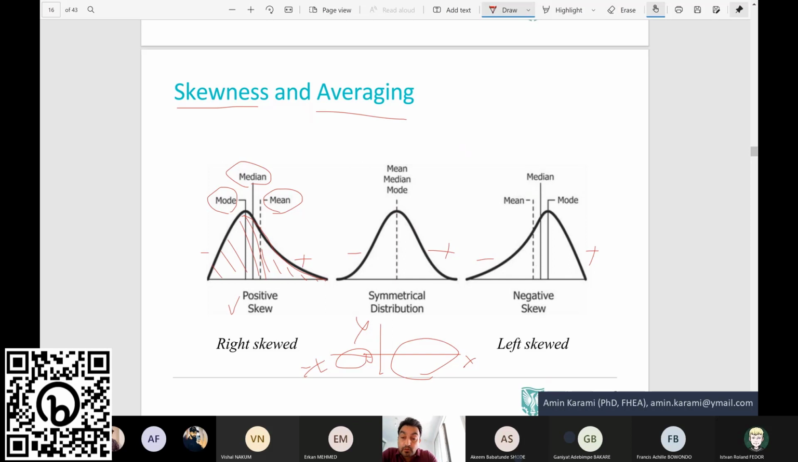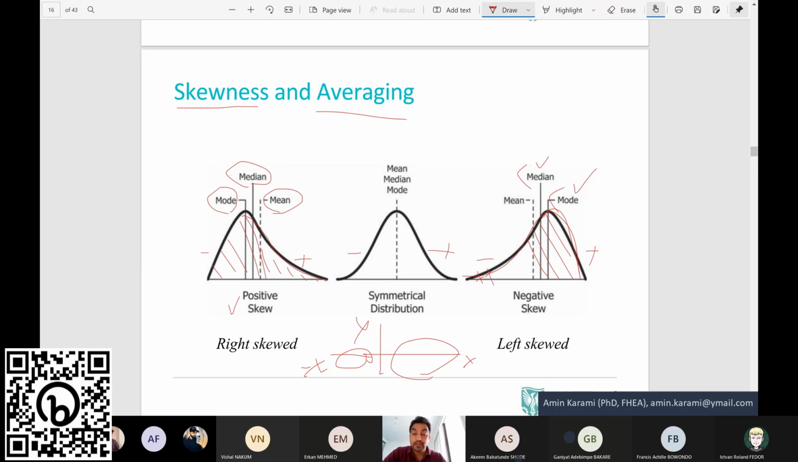But here, if mode is greater than median and median is greater than mean, then we can see the most data are collecting, distributing here in this long peak. And then by going to the left side, there would be fewer values.